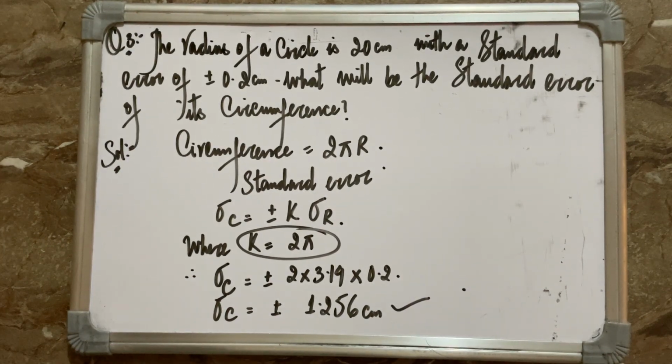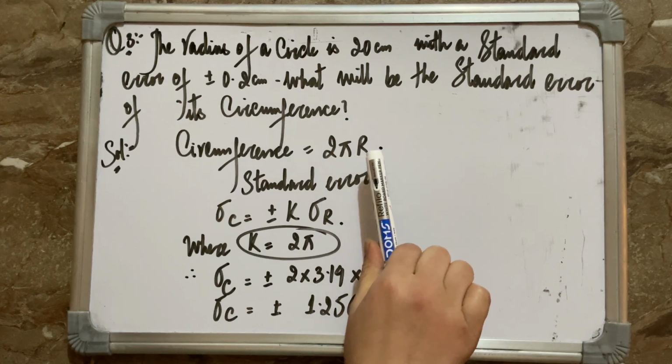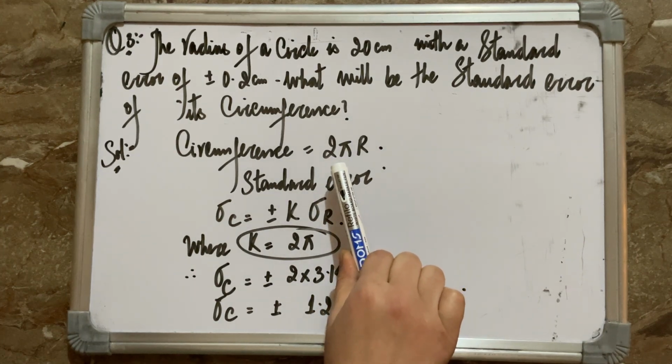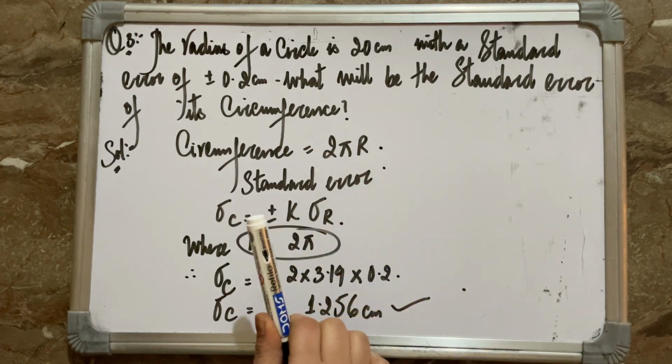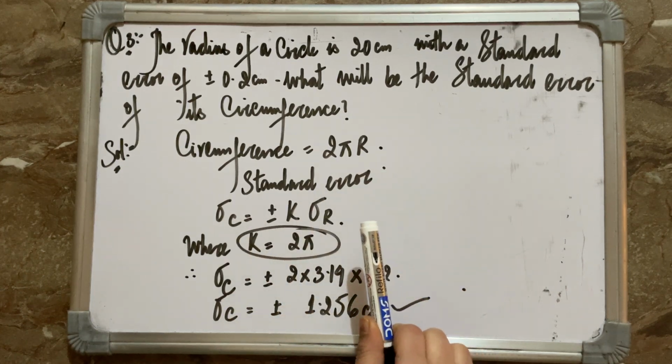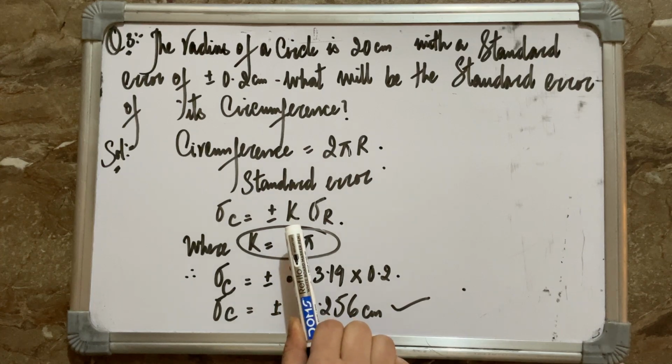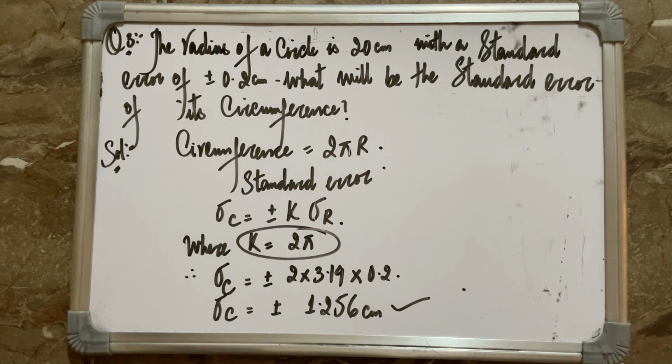All right. So this was the question and we solved it, and we know from the general equations that if a computed quantity is equal to an observed quantity multiplied by a constant k, the standard error of the computed quantity is equal to the standard error of the observed quantity multiplied by the same constant k. By this we found the standard error in the circumference of this circle. Moving on, let's do the next question.